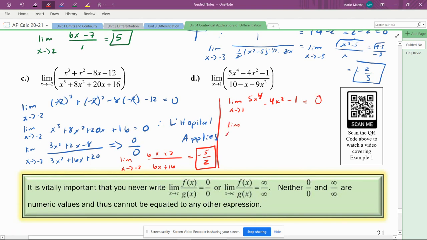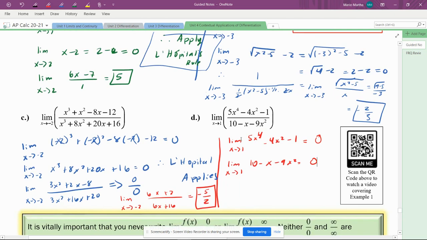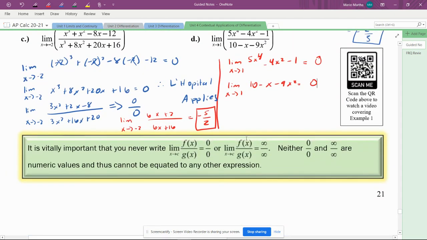So the limit as x approaches 1 of the denominator, which is 10 minus x minus 9x squared, which again would be just 0 one more time. So we take the derivative, right? Therefore, again, state it. Make sure you guys are saying it. L'Hopital applies, right? And then we're going to say that pretty much the derivative of the top.